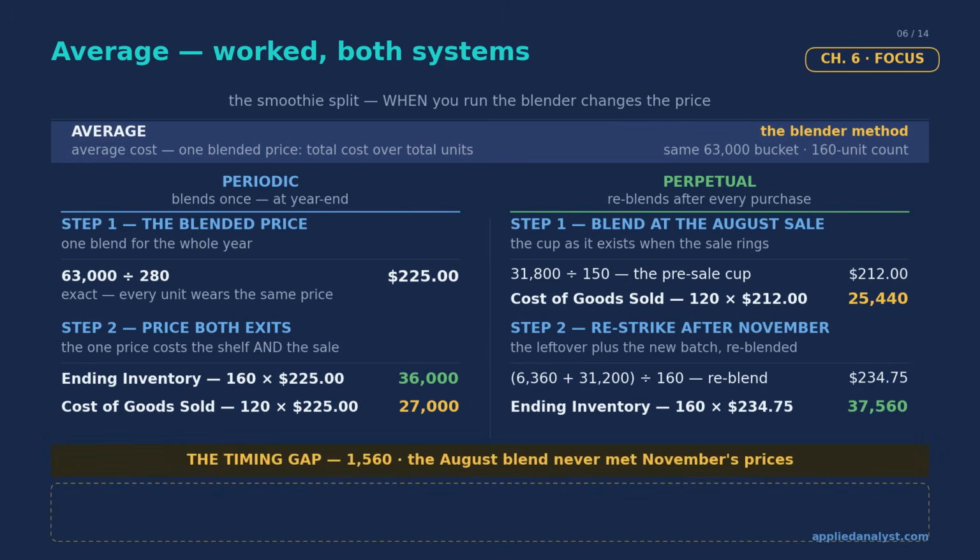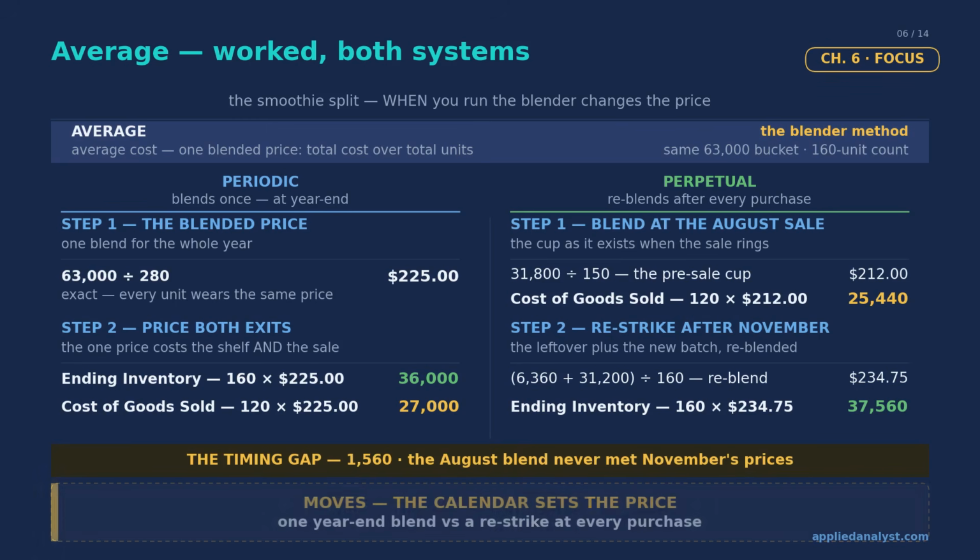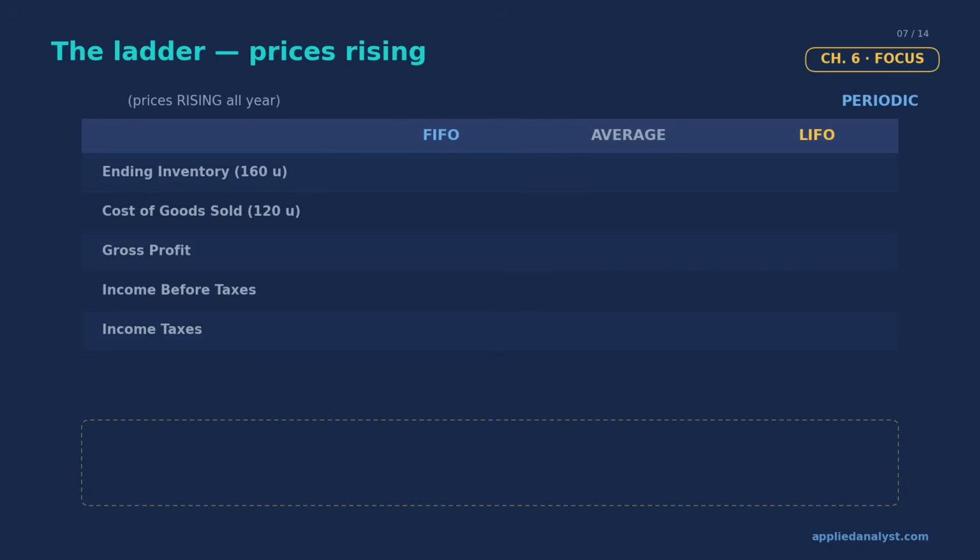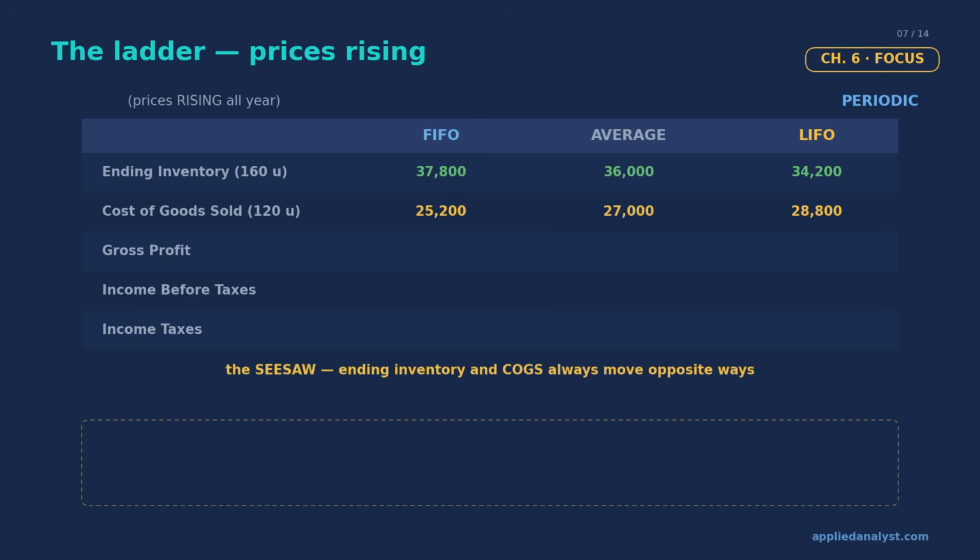The August blend never met November's prices. So the verdict strip, average moves, blend later in rising prices, and the answer moves with the calendar. Put the 3 periodic answers on one ladder, prices rising. Ending inventory, FIFO highest at 37,800, average in the middle at 36,000. LIFO lowest at 34,200. Cost of goods sold flips the seesaw, 25,200, 27,000, 28,800.